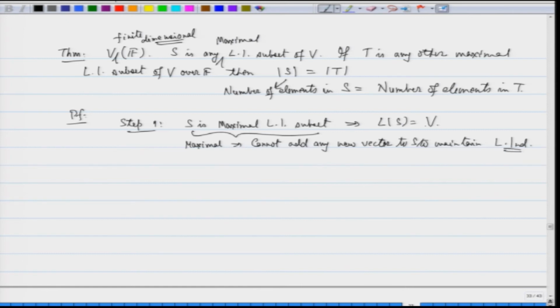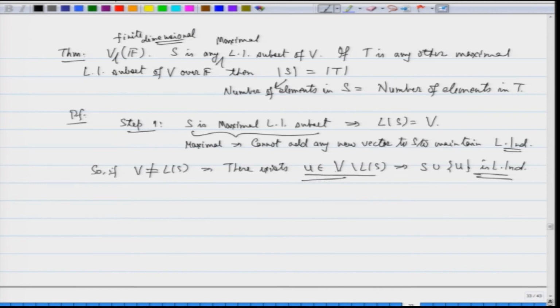So if I pick any v, so if V is not equal to LS, that will imply that there exists u belonging to V minus LS, and this will imply that, recall the previous result, that S union u is linearly independent. All right, so recall that. So if V is not equal to LS, then there is at least one vector u which is in V but not in LS, and therefore S union u will be linearly independent. Fine, we have already been given S was linearly independent. S union u will become linearly independent, and this will contradict S being maximal linearly independent. Is that okay?